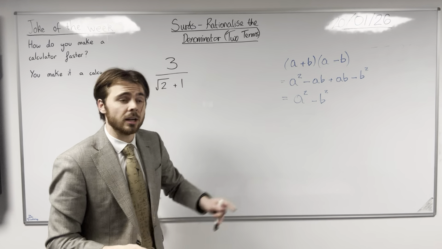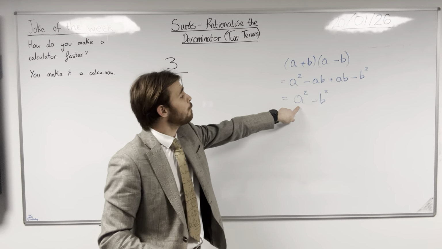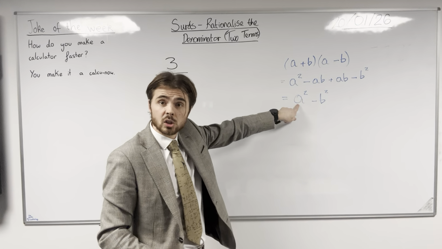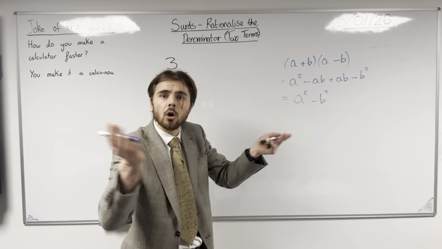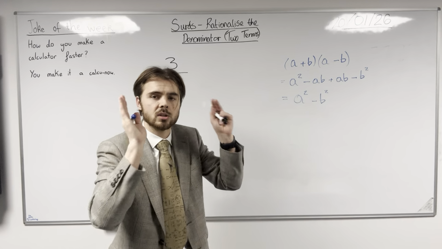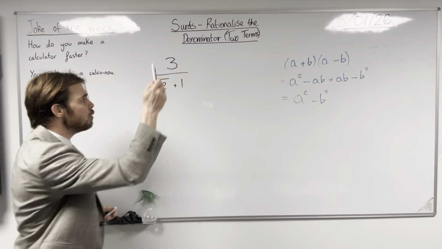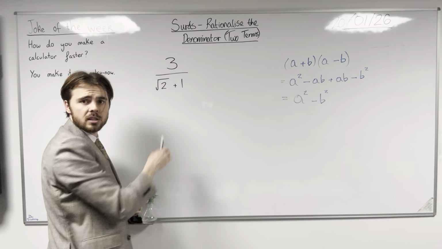Now, this is actually a great thing. This is called the difference of two squares. This is a great thing for us, because if I square a surd, it's gone. The square root has gone, because a surd times itself becomes a normal integer. So we're going to use this to answer this.